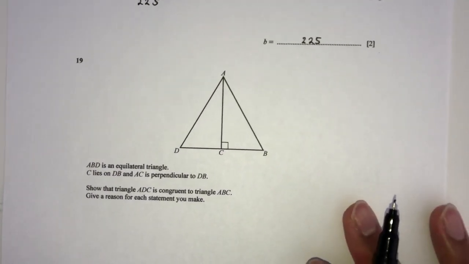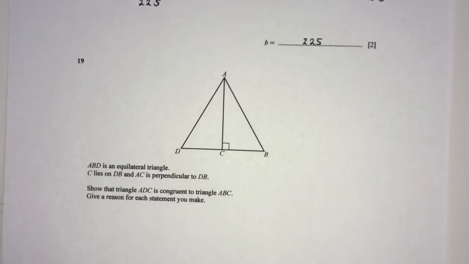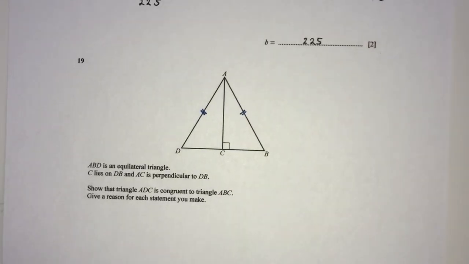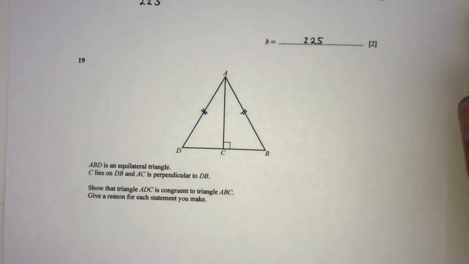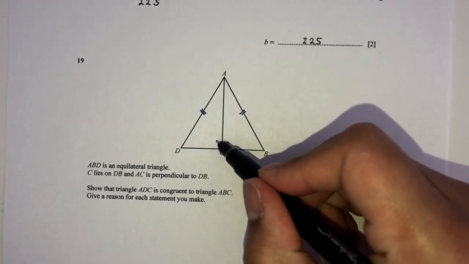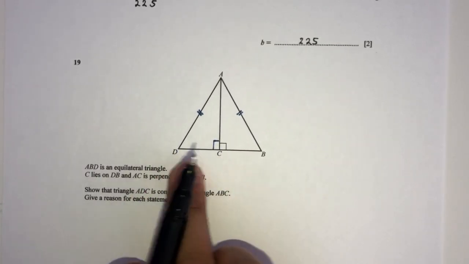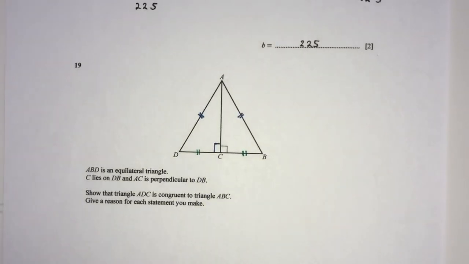Let's move on to question number 19. Here ABD is an equilateral triangle. Equilateral means all 3 sides are the same. C lies on DB such that AC is perpendicular to DB, which means the point C cuts DB exactly in half because it is perpendicular, and these 3 sides are the same length.